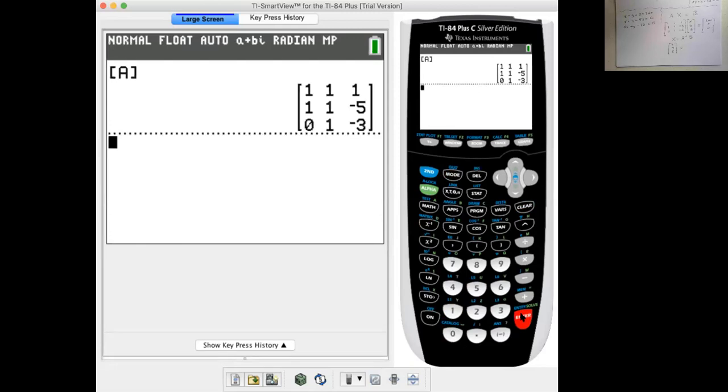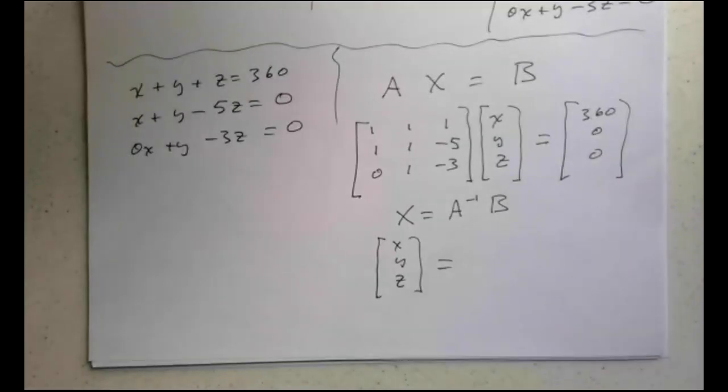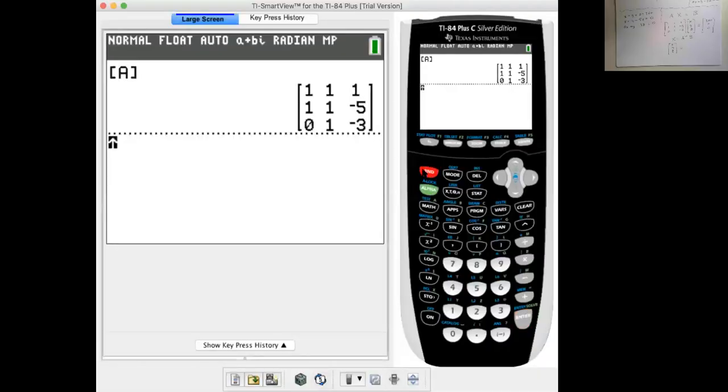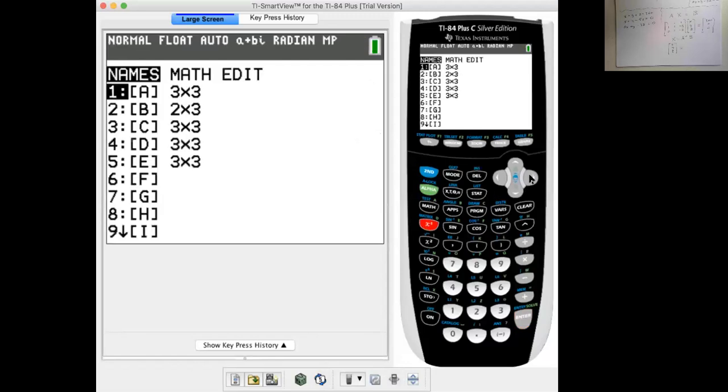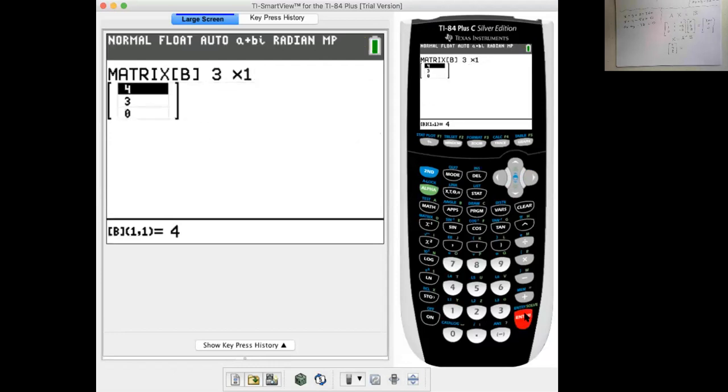Now I've got to put in matrix B. Remember what matrix B was? Matrix B is 360, 0, 0. Let's do that. Second matrix, edit. Over to B, 3 by 1, 3 rows, 1 column. And then we have 360, enter, 0, 0.